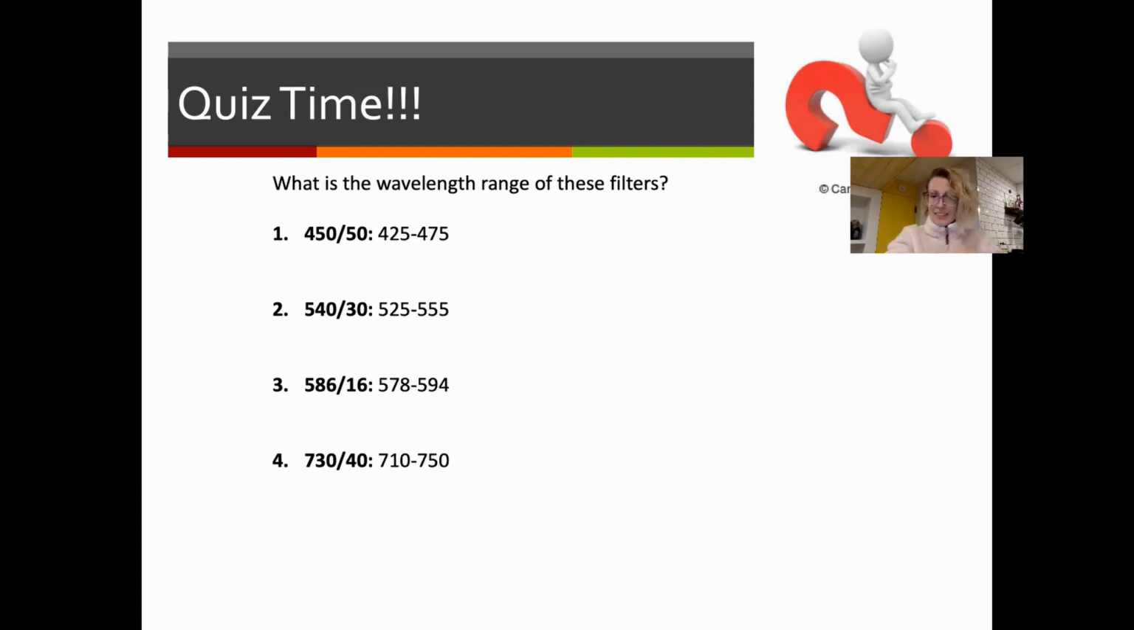All right, so there are your answers. To go through quickly, a 540/30, that means we have a span of 15 on either side. So that gives us a 525 to 555. Again, a 586/16 is a span of 8. So that'll bring us to a 578 to a 594, and a 730/40, span of 20 on either side, so a 710 to a 750.